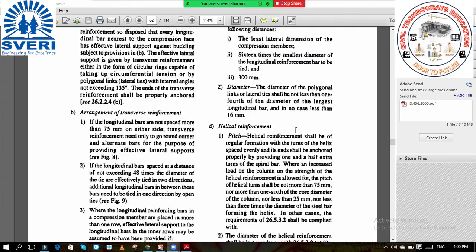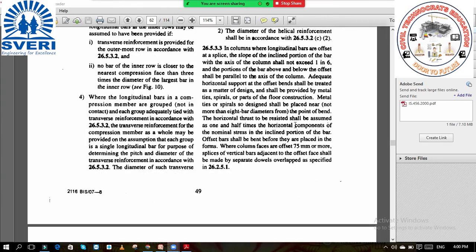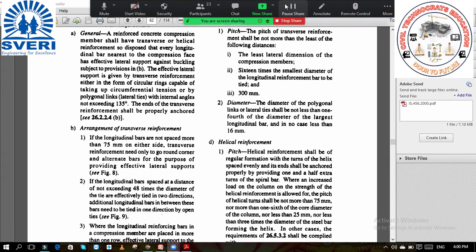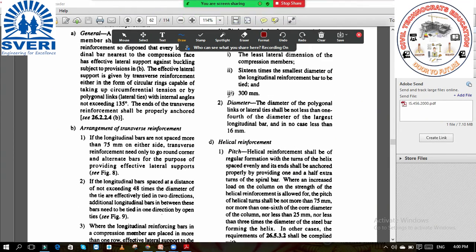So this is about the spacing. Then here diameter is also there. About the diameter you can see over here: the diameter of the polygon links or lateral ties shall not be less than one-fourth of the diameter of the largest longitudinal bar.